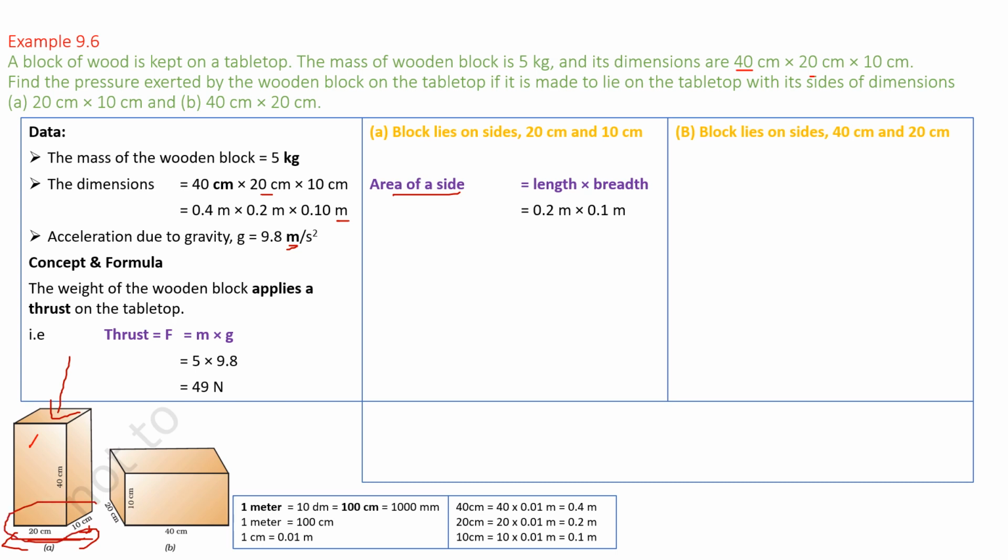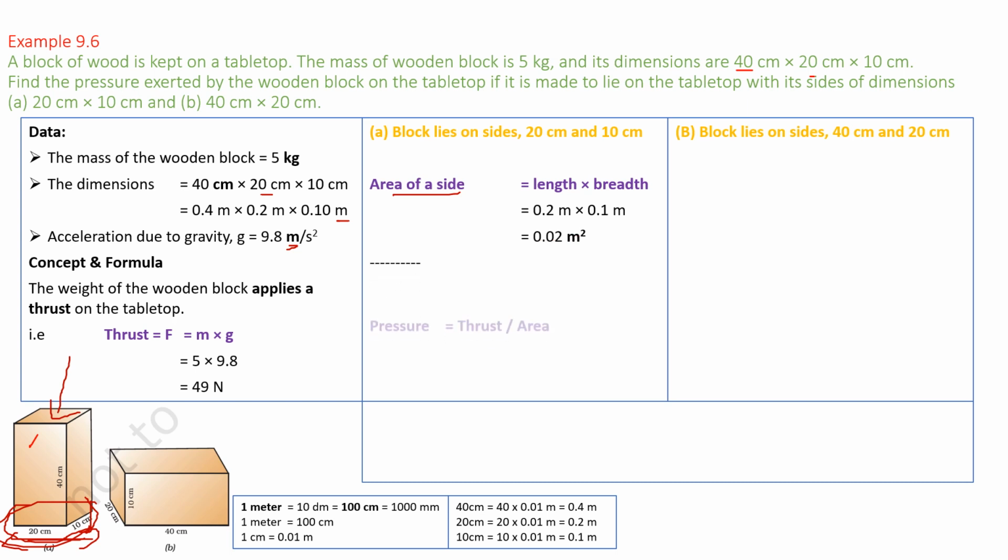This area, which is touching the tabletop. It is coming in contact with the tabletop. What is the area? It is equal to length into breadth, that is 0.2 meter into 0.1 meter, which we did here. How much is that? 0.02 meter square. Remember, always prefer meter as a unit, unless otherwise required. So what is the area of this bottom side? 0.02 meter square. Let's go ahead.